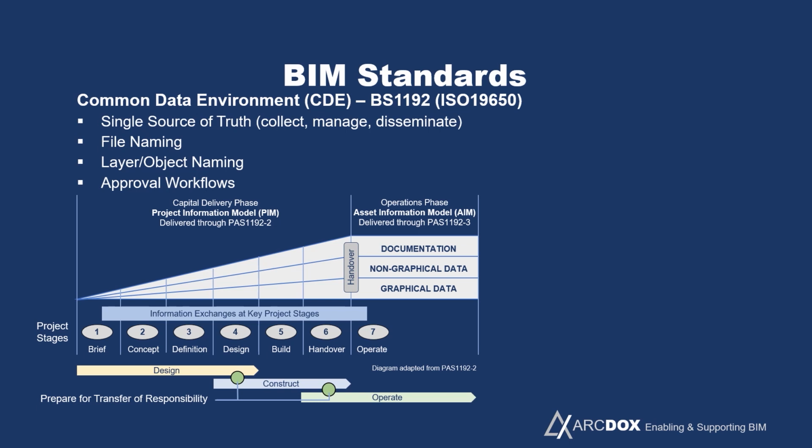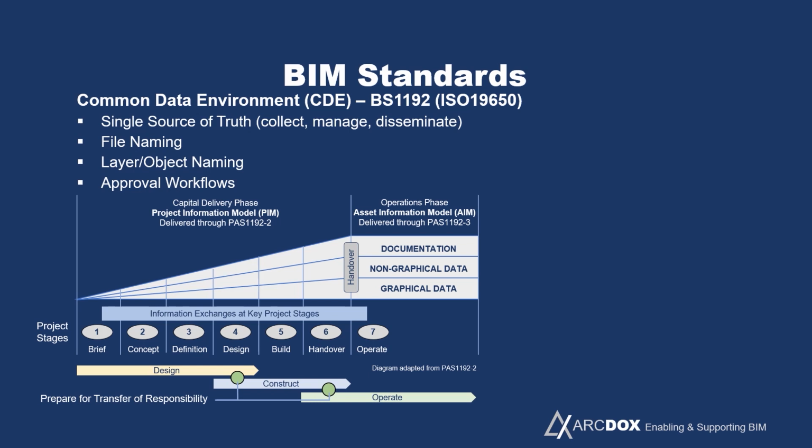ISO 19650 Part 2 deals with the capital delivery phases, stages 1 to 6, and ISO 19650 Part 3, which should be out by the end of this year, but at the moment it's still PAS 1192 Part 3, deals with the operational phase of managing all that information within the common data environment. The standard doesn't say that it should be a single system, so it's quite likely that it'll be a number of systems.